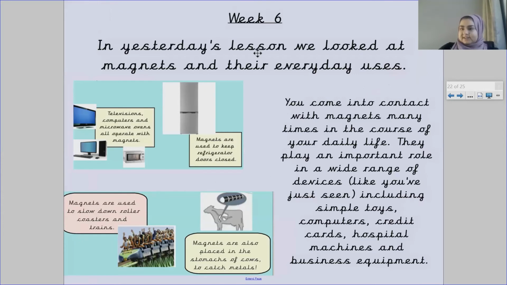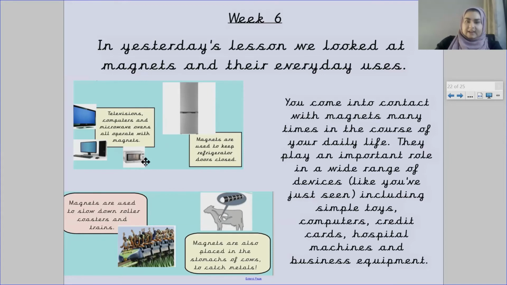Now, we are in week 6 currently, and we've only done yesterday's lesson so far. So in yesterday's lesson, we looked at magnets and their everyday uses. Okay, you come into contact with magnets many times in the course of your daily life. They play an important role in a wide range of devices, like you saw yesterday, and like these ones here, including simple toys, computers, credit cards, hospital machines, and business equipment.